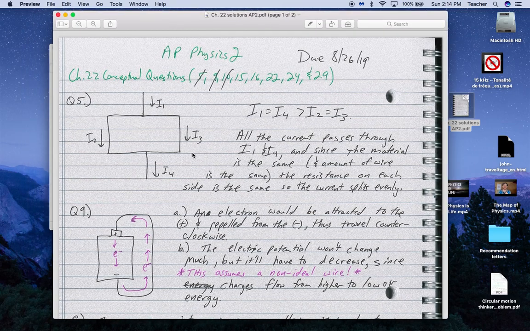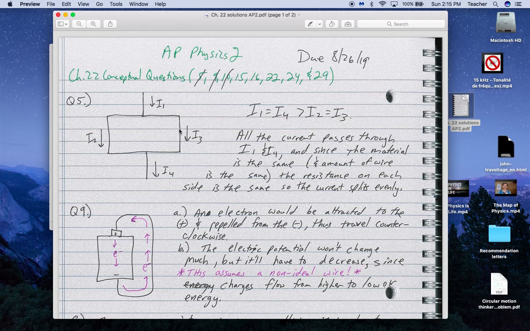These are my solutions to the conceptual questions out of chapter 22 for AP Physics 2. So for question 5, you were given a diagram like this. It was symmetrical in nature, so the wire was made of the same material. It was asking to rank the currents. Here, I1 would equal I4, and those would be greater than I2, which would equal I3.